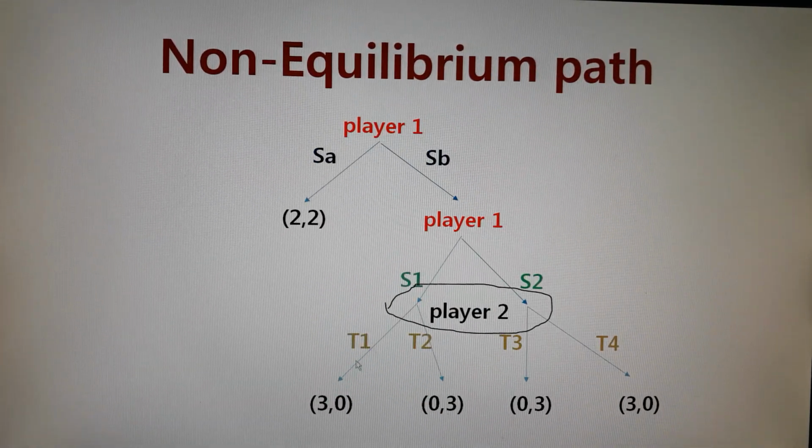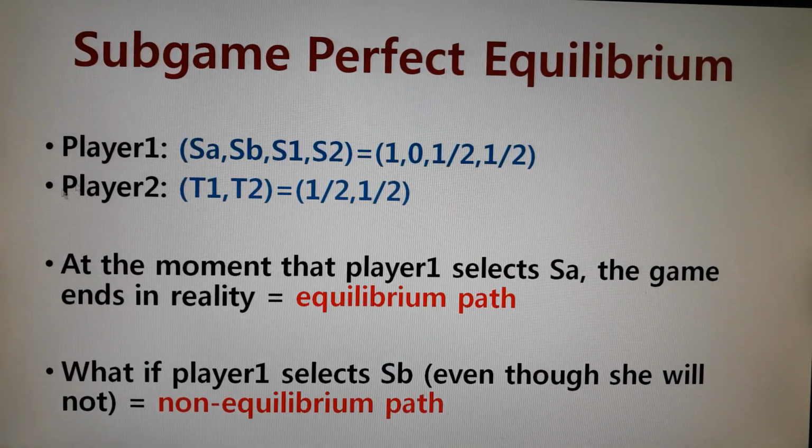You can choose T1, T2, T1, T2, but then if the player chooses SA with probability 1, it will never come to the SB. So whatever player 2 chooses would never be played. But then, it's not because I wrote it wrong. This is the subgame perfect Nash equilibrium. Why?